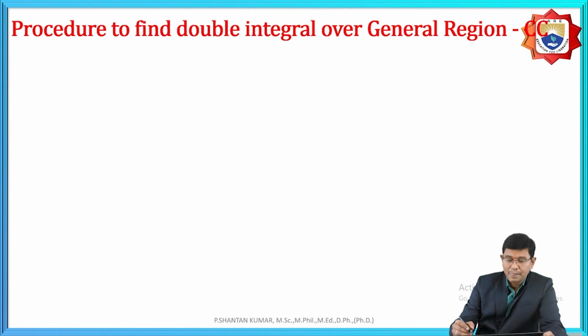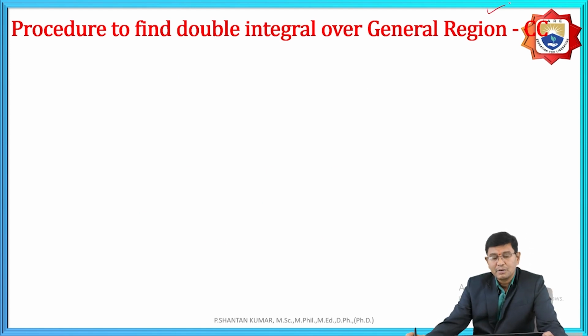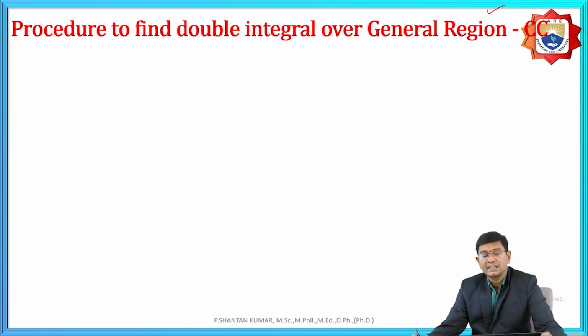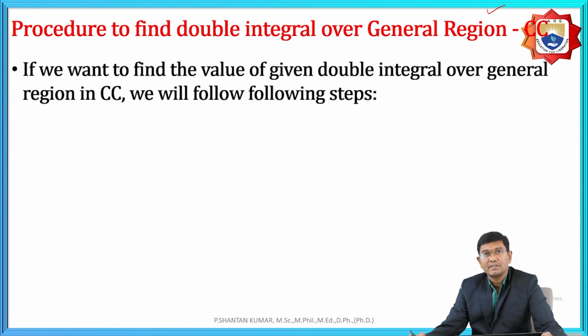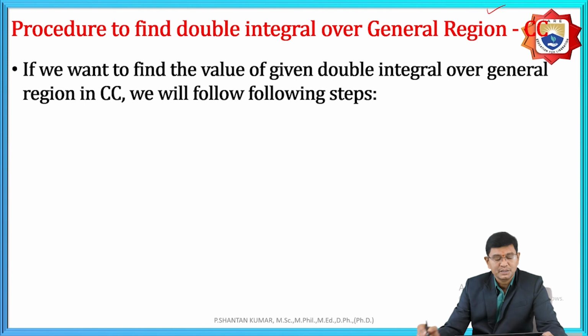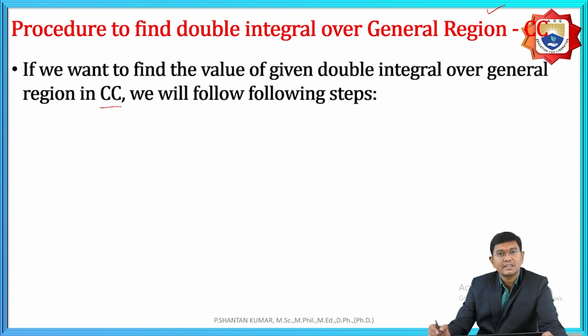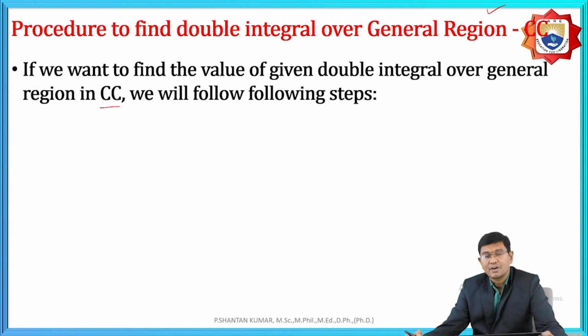For example, the procedure to find the double integral over a general region. If we want to find the value of a given double integral over the general region in Cartesian coordinates, we follow the following steps. Generally, whenever the limits are not given, we need to find the limits, that is, how to take the strip parallel to the x-axis or y-axis. That is the procedure.